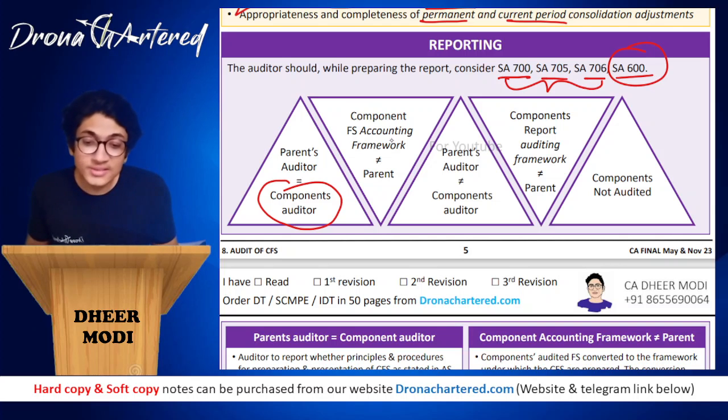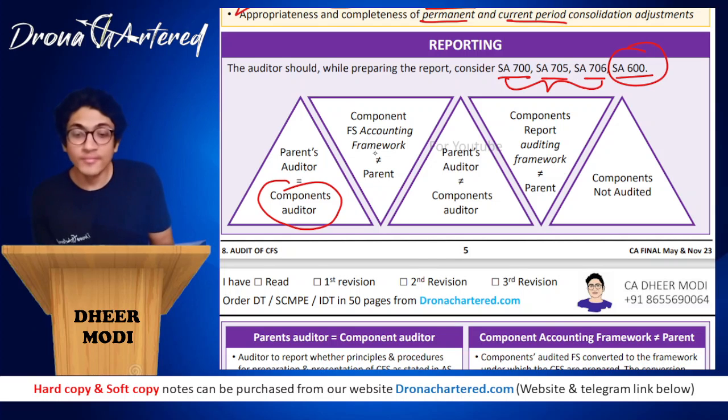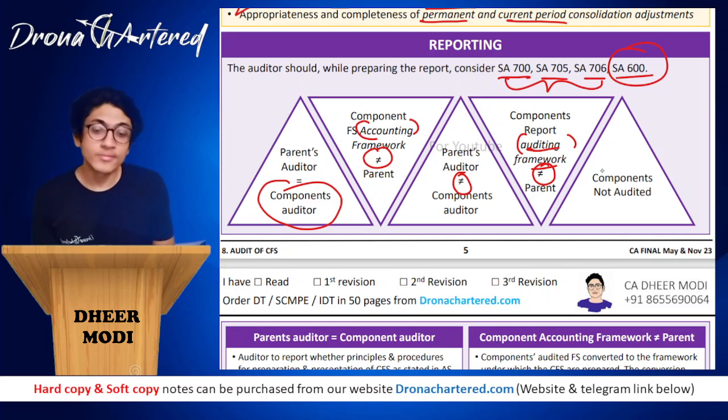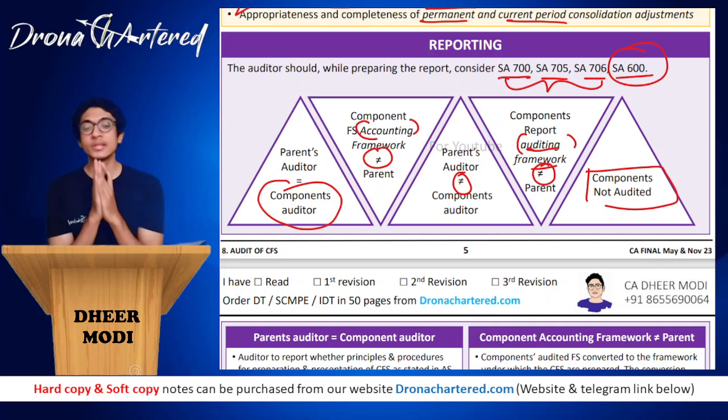If your component financial statement accounting framework is different, if the auditor is the same, but over here the framework is different, that is, one might be following AS, one might be following Ind AS. So the framework is different between the component and parent. Next is where the parent's auditor is not the component's auditor, so they are different people. Components reporting auditing framework: remember, over here this is your accounting framework, over here this is your auditing framework. So if your auditing framework is different, and last is if the component was not audited at all, the component has never been audited. Only in such a case, how will you consolidate the financial statements?